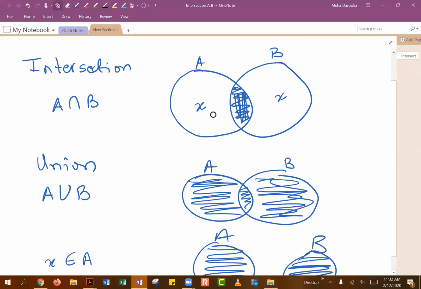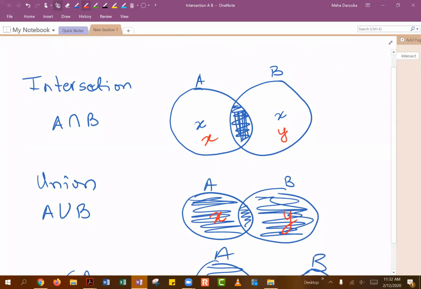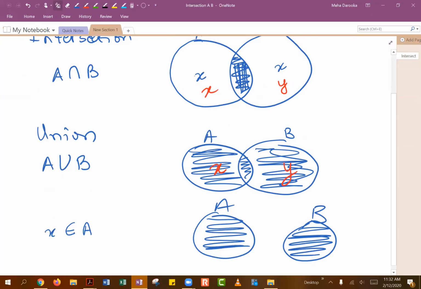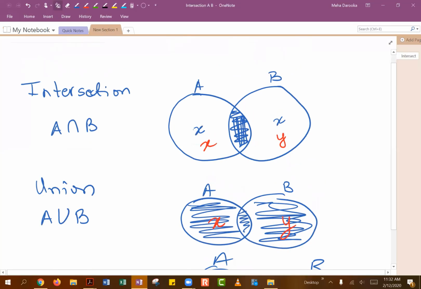If I have X here, and let me change my color, if I have X here and Y here, then in intersection, that would be blank, right? Because they are not part of the same set. But when you're talking about union for X and Y, even though they are not in the other sets, you still bring them together. But in an intersection, if they are X and Y, there's nothing common, your intersection would basically then be blank because it has to be in both sets for you to include it in the intersection.